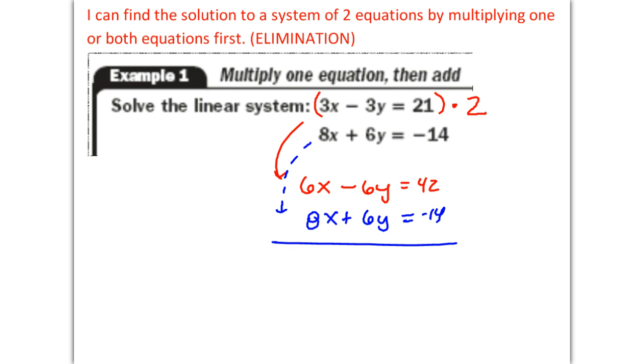And you'll see here now that since we do have the right things to cancel out, negative 6y and positive 6y, those will cancel out. We'll get 14x equals whatever this math is. I'm not going to continue solving it because you can continue on your own. But the key part is multiplying by 2 to get the numbers to be the same to cancel out.